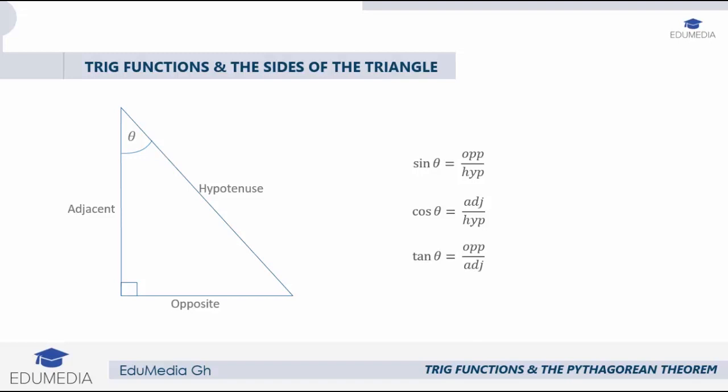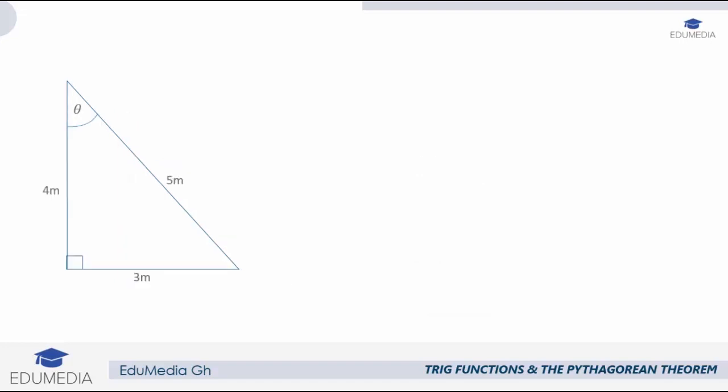So let's substitute the adjacent, opposite, and hypotenuse with figures and see what we can do with this. We have the same illustration we had earlier, with the hypotenuse being 5 meters, the opposite being 3 meters, and the adjacent being 4 meters. So the question now is, what is sine theta here? We want to find the sine of the angle.